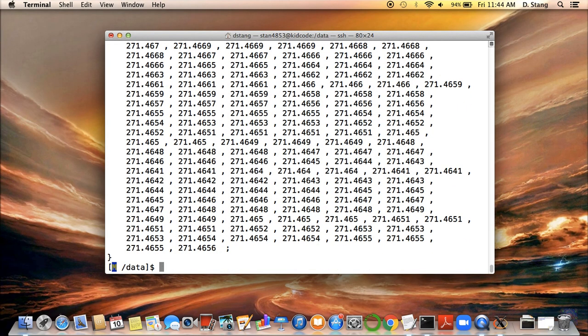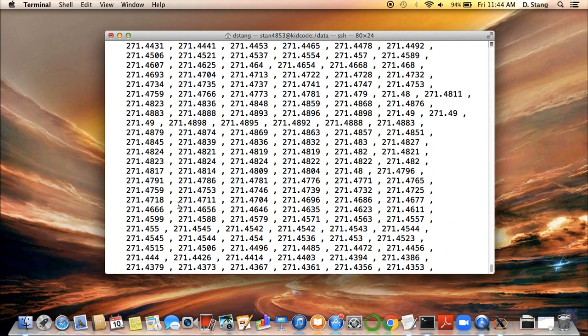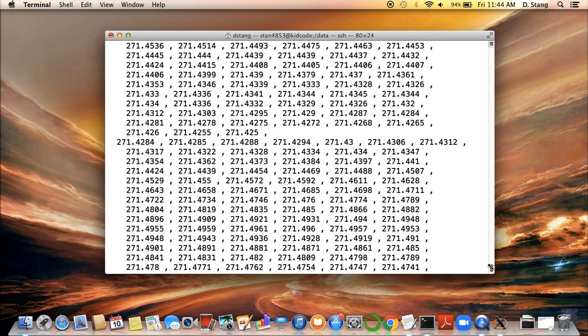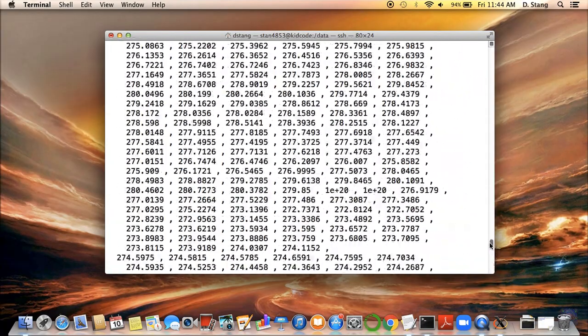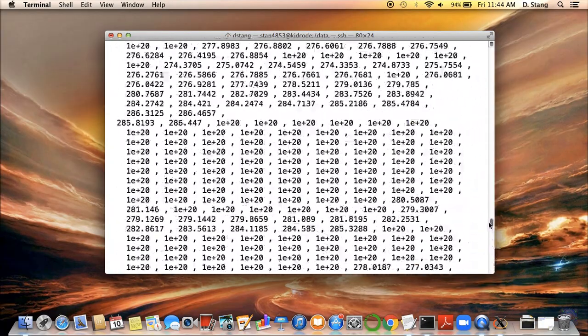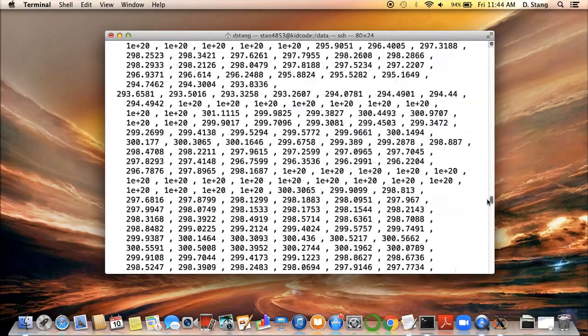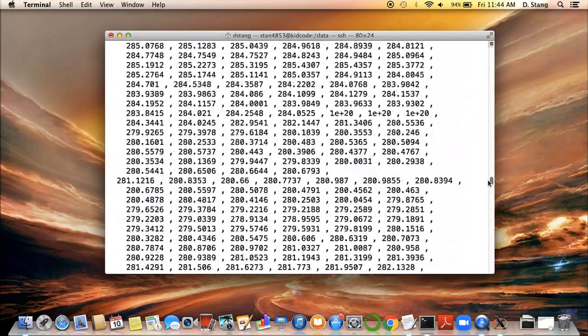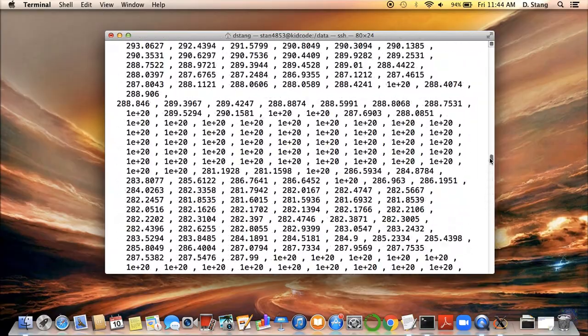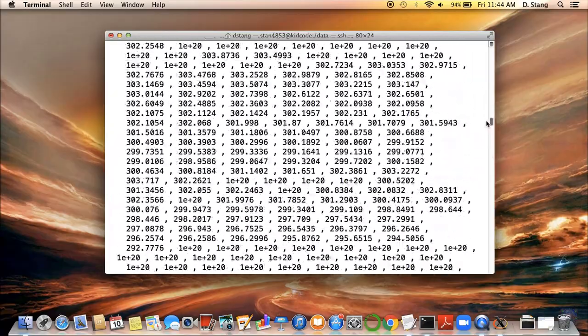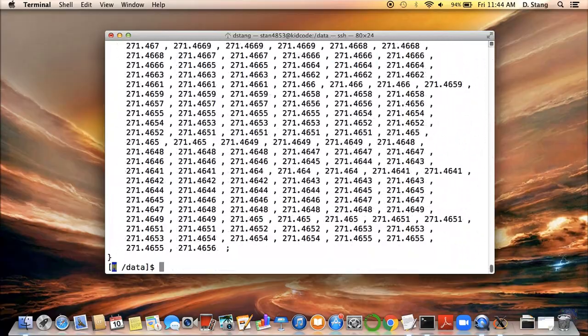I don't recommend running that command on your end unless you want to sort through 30-something thousand different numbers. But yeah, this goes on for a while. So I wouldn't recommend dumping all the sea surface temperature values to the screen, but you can absolutely do this for the longitude, latitude, and time values.